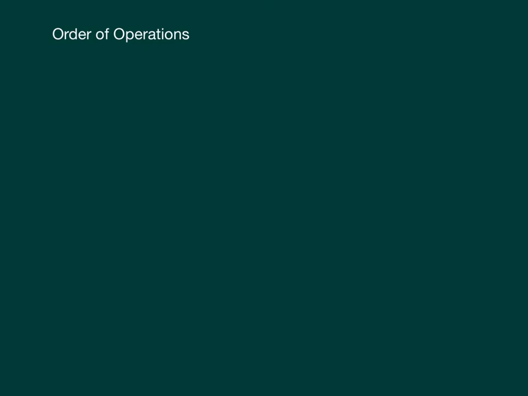The order of operations was developed so that two people working on the same math problem would do it the exact same way and arrive at the same answer. We always start with any operations that take place within parentheses. Once we've taken care of the parentheses, we do the exponents.